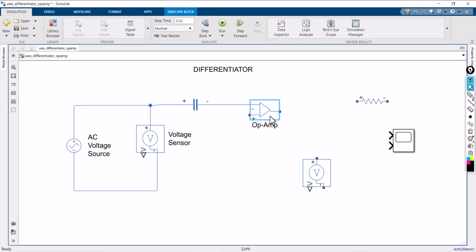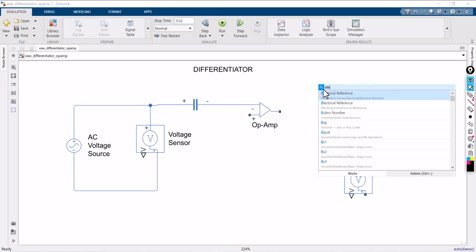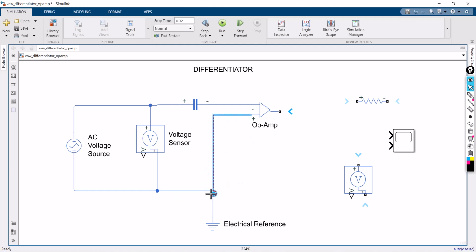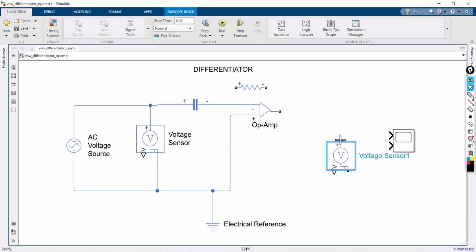Now it is connected, and I need an electrical reference. So this negative is connected with the electrical reference. Similarly, this resistor is connected in the feedback path. If you want to measure the output voltage, you can connect it like this.